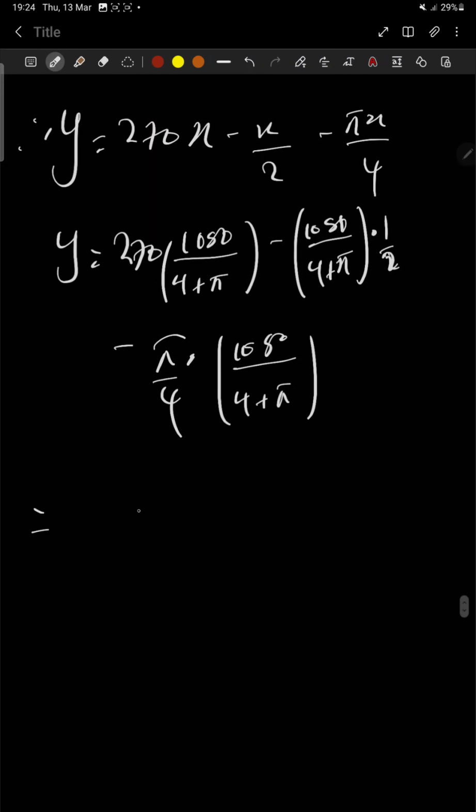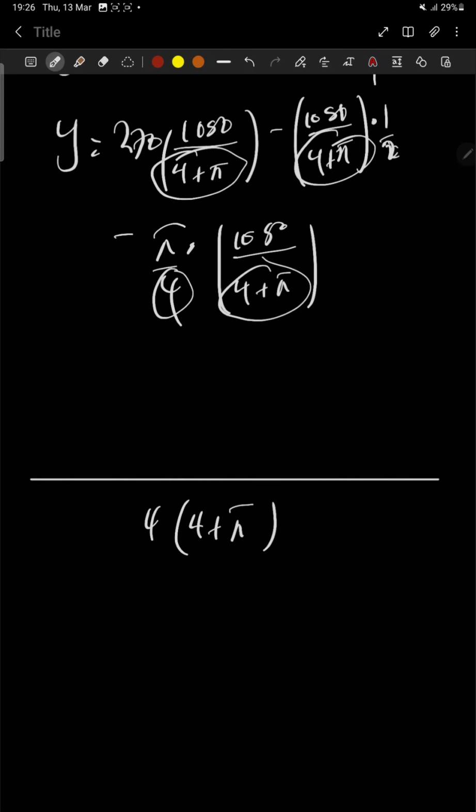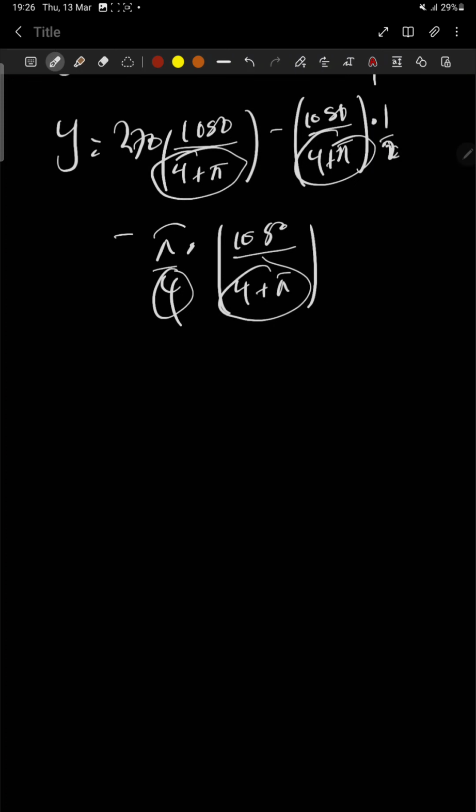Okay, so the common denominator here is alright. We are good, very good actually with the common denominator. Our common denominator is this one here. This one, it's appearing everywhere. Have you noticed? And also a 4 which is bigger than 2. So it will be 4 plus pi. And if I divide this into this, notice 270 divided by 4. Or instead of this, we can factorize what is common. What is common here is what? 1080 over 4 plus pi is common.